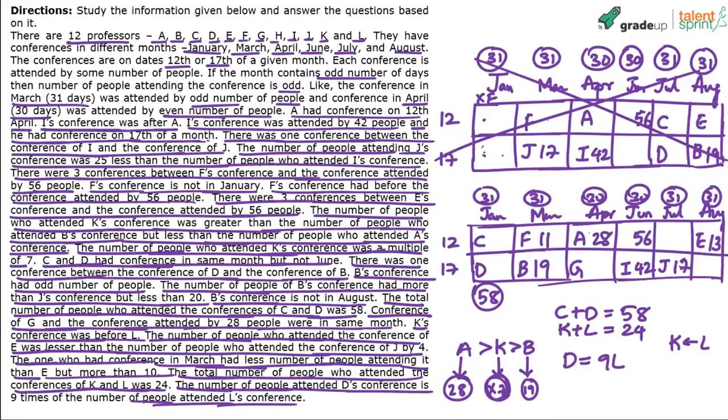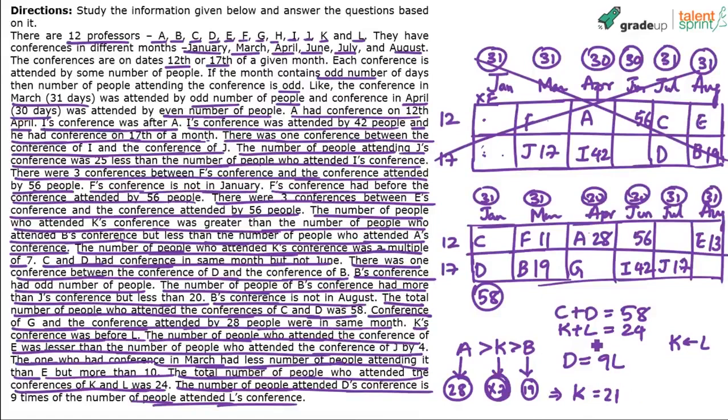So, can I say K is equal to 21? Yes or no? K is equal to 21. Why is K 21? Because K should be between 19 and 28 and it should be a multiple of 7. You cannot consider 28 there, right? 28 should be excluded. So between 19 and 28, the only multiple of 7 is 21. So K is equal to 21. Wherever K comes, it will take 21.